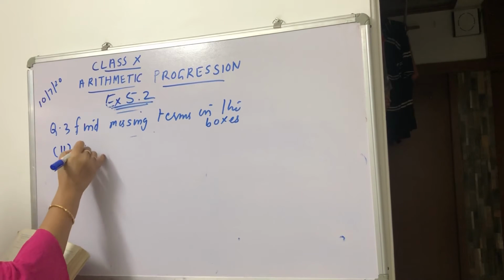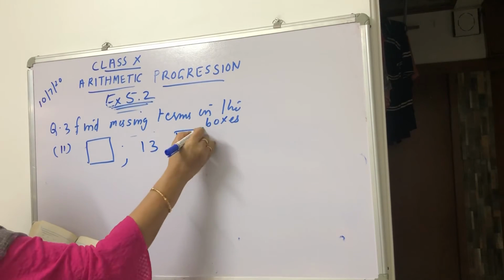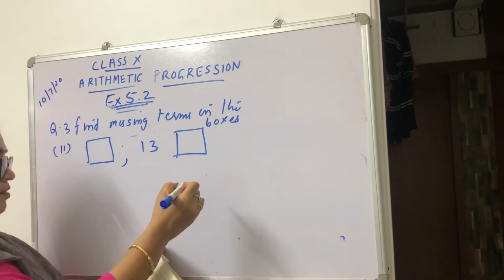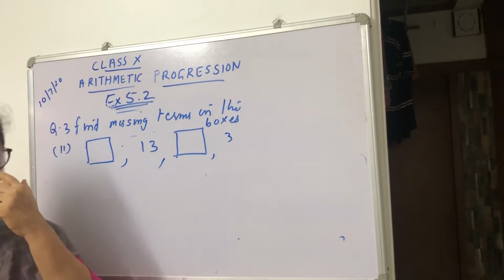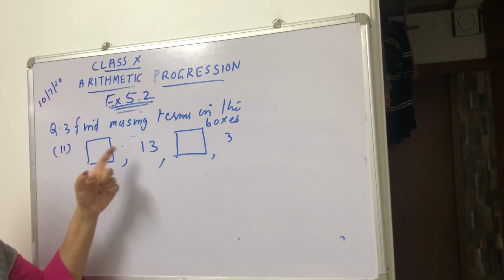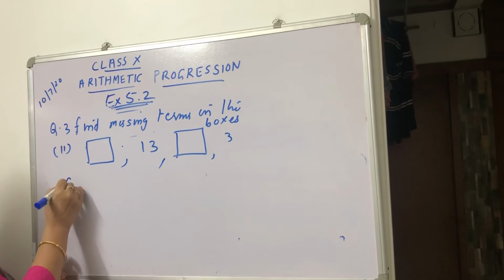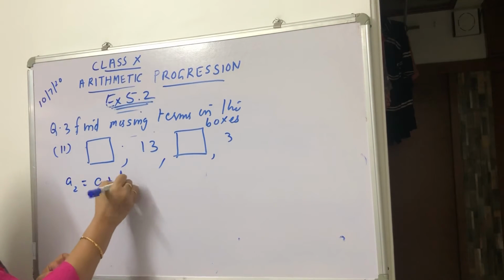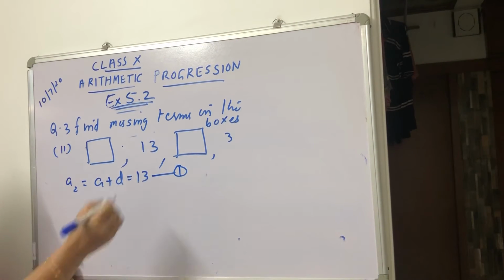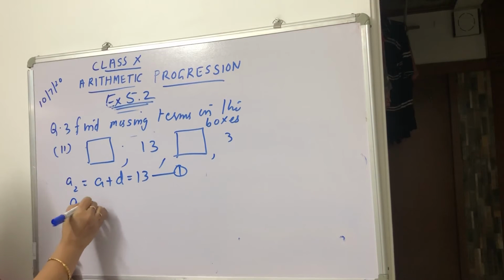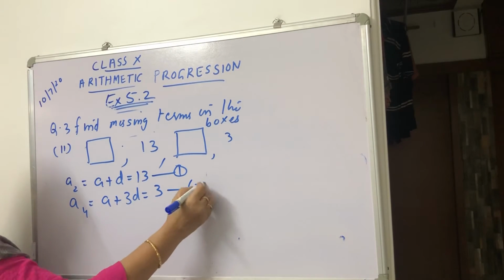Second one. First is the box, second 13, next again box, then it is 3. A1, A2, A3, A4. So this is A2. A2 you can write down as A plus D. A plus D is 13. This is the first equation. Then fourth term A4 is equal to A plus 3D. That is equal to 3. This is the second equation.